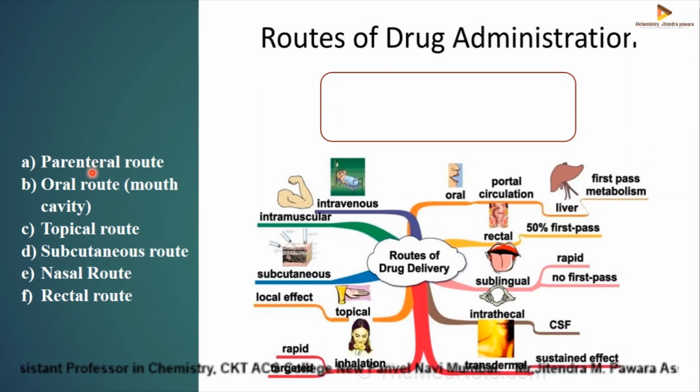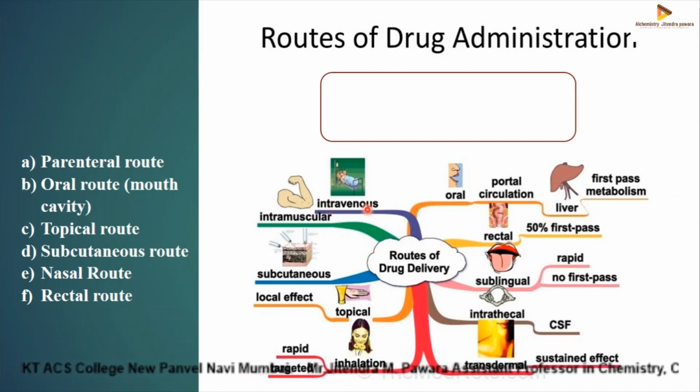So these are the routes of administration: parenteral route, oral route. In oral route you are directly taking the drug in your mouth cavity. Then topical route on a skin, subcutaneous route by injection into the skin. Then your nasal route, then rectal route. So this is the image, so you can easily understand.